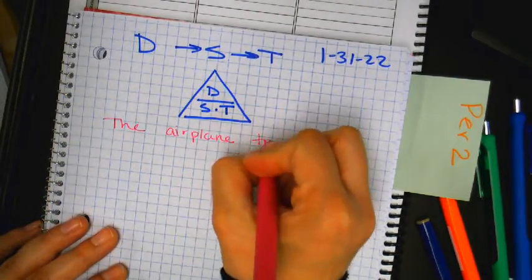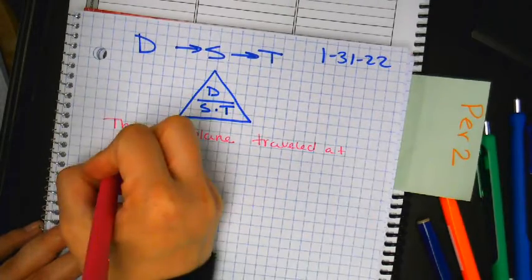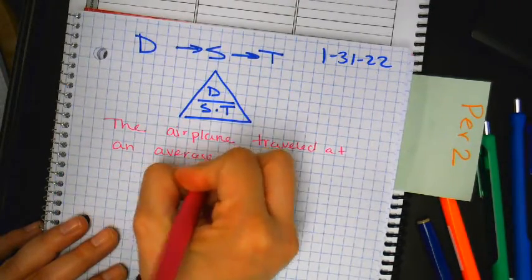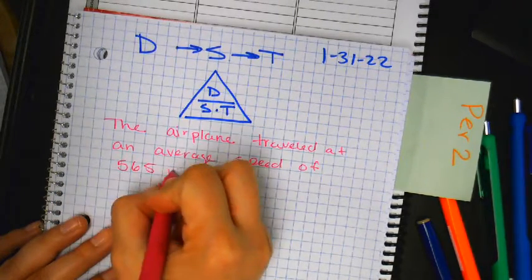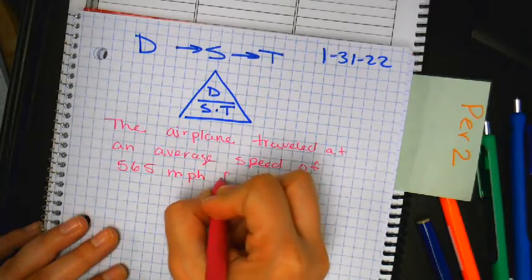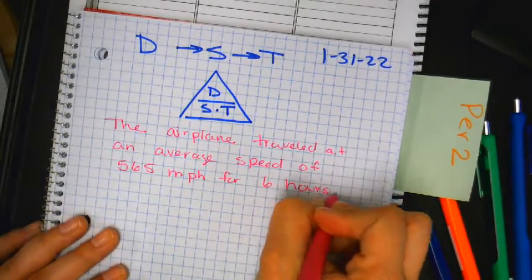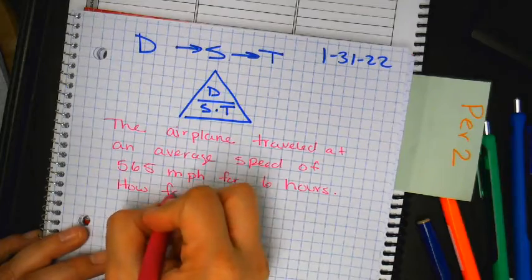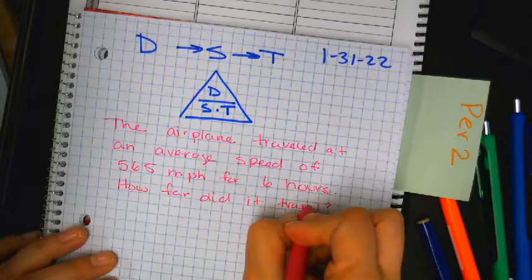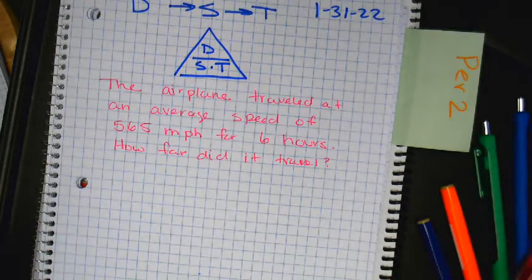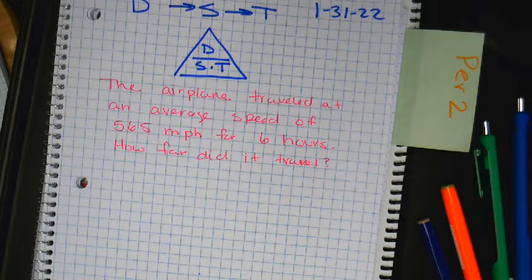The airplane traveled at an average speed of 565 miles per hour for 6 hours. How far did it travel? Question mark. Okay, so the first job for you is to copy this down. All right, focus, copy that.